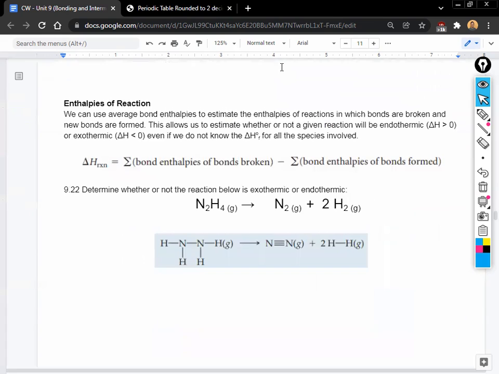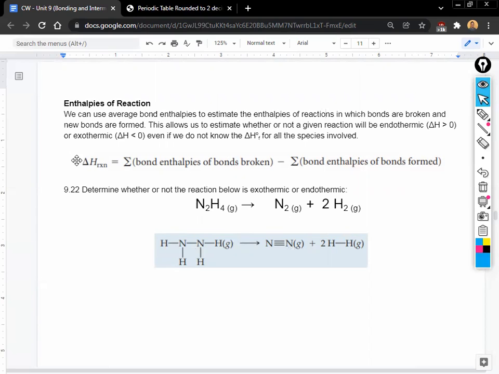Okay, so I think this is kind of what you were getting at, Josh, but now we're going to be talking about enthalpies of reaction. In an enthalpy of reaction, we use the average bond enthalpies to estimate the enthalpy of reaction. So basically, I can give you the structure of the chemicals we're looking at, and then you should be able to determine whether it's exothermic or endothermic, and about how much energy it takes for that reaction to occur. And so this is the formula right here.